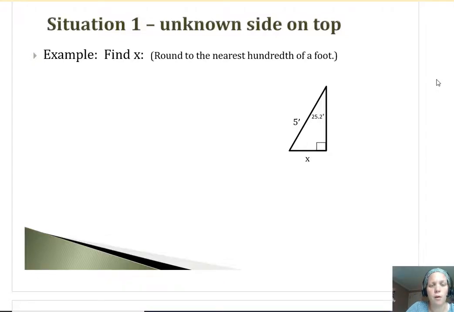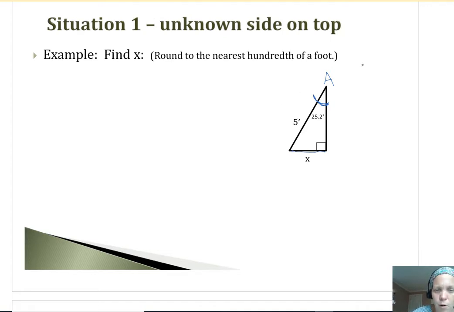So in this first triangle that we're going to solve, let's just set it up and see what happens. The things that I know are that I have 25.2, that's my top angle. I'll put a capital A there to fit our formulas. And then I'm looking for X, this bottom side, and I know 5.